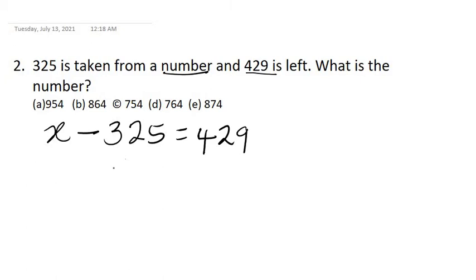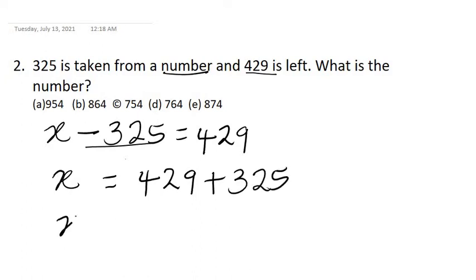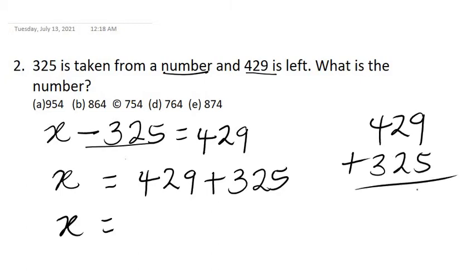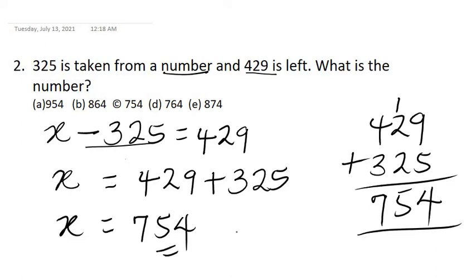What is the number? Collect like terms. We are going to move minus 325 to the right hand side to meet 429. So x will stay on its own if we move minus 325 out from the left hand side. 429 is at the right hand side. Now as minus 325 crosses this equals to sign to meet 429, the minus will change to plus 325. So x will give me 429 plus 325. 9 plus 5 is 4, remainder 1. 2 plus 2 is 4 plus 1 is 5. 4 plus 3 is 7. So x will give us 754, which is C.